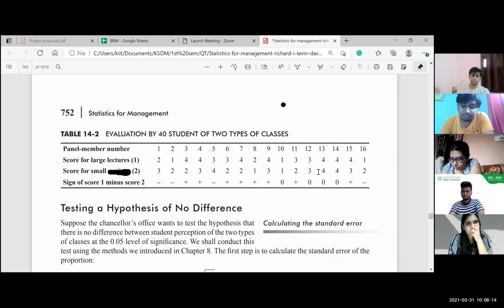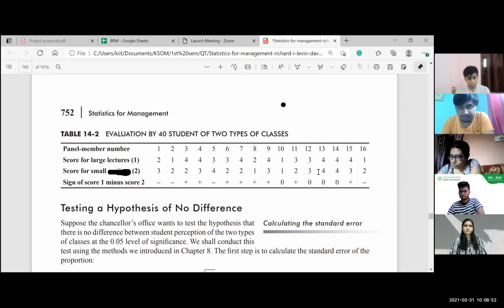Now please listen to me. What is the method the statisticians who coined the sign test have suggested? They suggested, don't worry about the number. We will not be using numbers. What we'll be doing is first row minus second row, and check the difference. If the difference is negative, just put a minus sign. If the difference is positive, just put a plus sign. And if it is a tie, 0. So the second step, ignore the zeros.